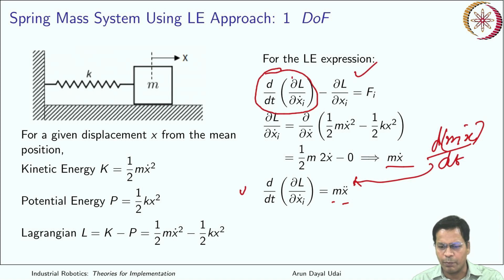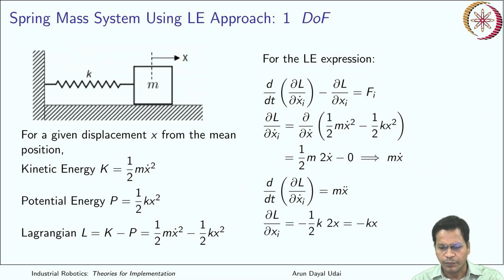Now the second part, dou L by dou x. Starting with this, the kinetic term doesn't have any displacement over here. This has it. So the second part will go as the negative sign remains, 1 by 2 k, that is constant, x square. The derivative of x square should be 2 times x, so this 2 cancels. Finally you are left with minus of kx.